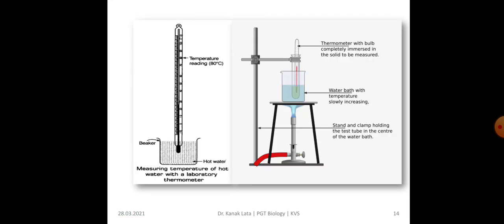Here you can see how the thermometer is kept in between the beaker containing water. So it is in between. It should not touch the bottom or the side of the container. So this is the way you can measure the temperature of hot or cold, whatever the object may be.